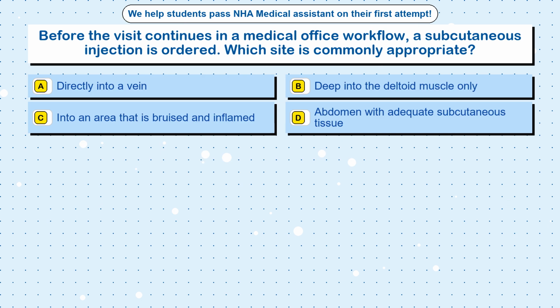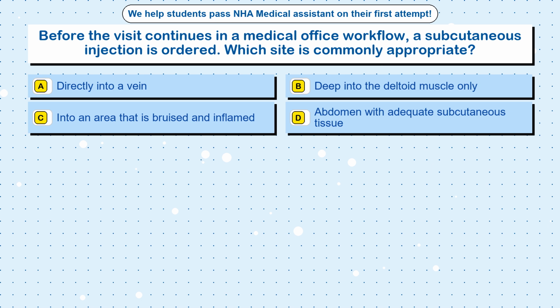Question 77. Before the visit continues in a medical office workflow, a subcutaneous injection is ordered. Which site is commonly appropriate? Option A. Directly into a vein. Option B. Deep into the deltoid muscle only. Option C.